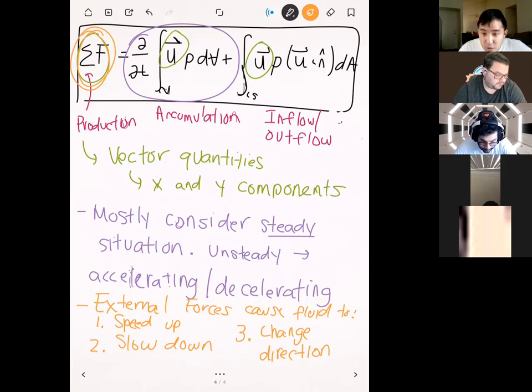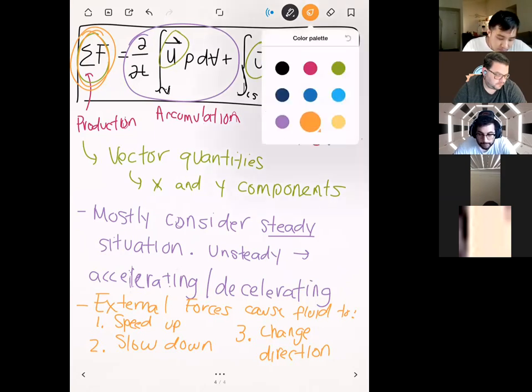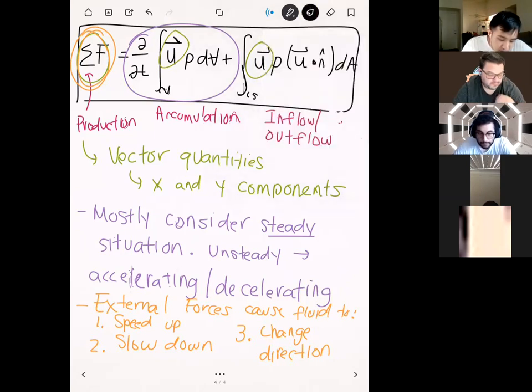Question. So for the CS term in the above, is it U minus N? No, it's a U dot N. Remember, this is our dot product right here.